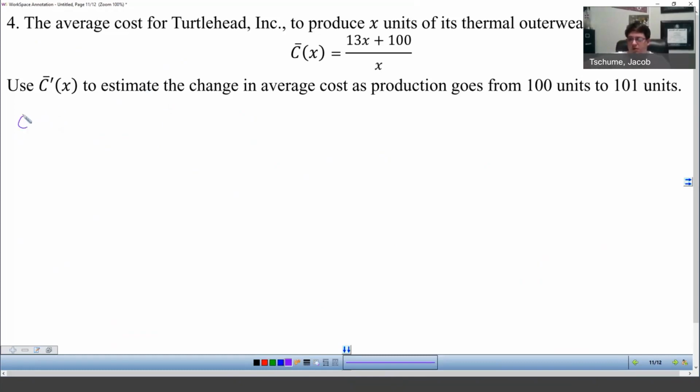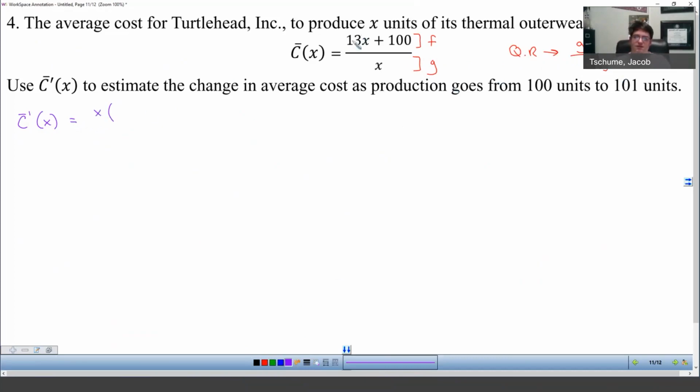Well, just based on the instructions, the first thing I'm going to do is find the derivative of C bar. So I need to find C bar prime of X. Now, this is a fraction with X's on top and bottom, and even though we have not done this rule in a while, you're going to have to do the quotient rule to find the derivative here. So your quotient rule, remember from back in chapter 1, is G times F prime minus F times G prime divided by G squared.